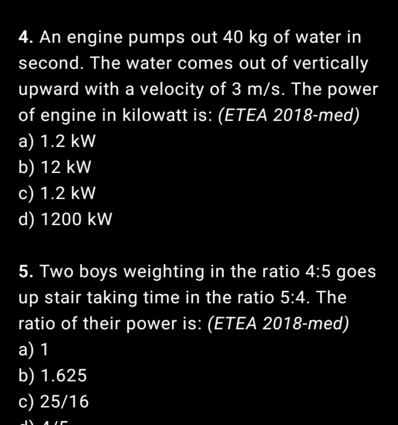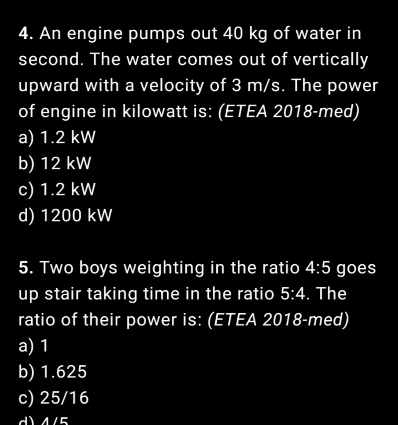4. An engine pumps out 40 kilograms of water in a second. The water comes out vertically upward with a velocity of 3 meters per second. The power of the engine in kilowatts is? ETEA 2018 Med. A. 1.2 kilowatts. B. 12 kilowatts. C. 1.2 kilowatts. D. 1200 kW.